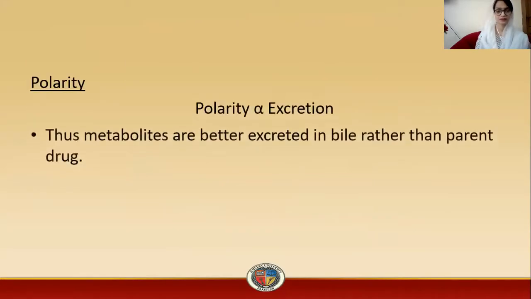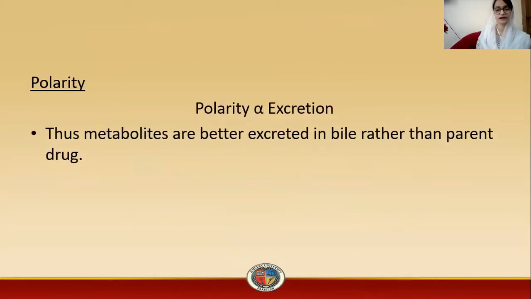Then comes the polarity. Polarity, as I told you earlier, is directly proportional to excretion. So the metabolites are better excreted in bile than the parent drug. The metabolites, as they are more polar, are better excreted into the bile than the parent drug molecule.